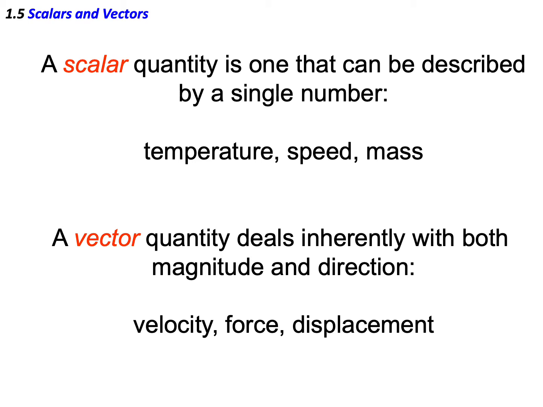Scalars are quantities which are like a number with a unit. For example, temperature, 100 Celsius or 74 Fahrenheit. Speed, 100 miles per hour. So magnitude and a unit. On the other hand, vectors. A vector is a quantity that deals with both magnitude and direction.